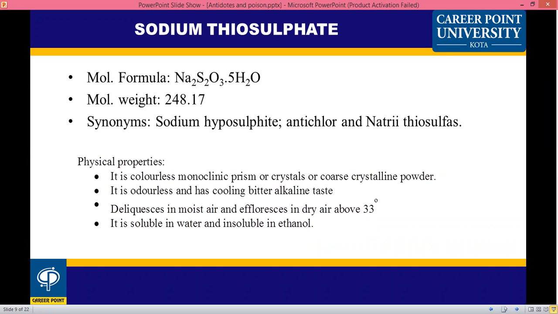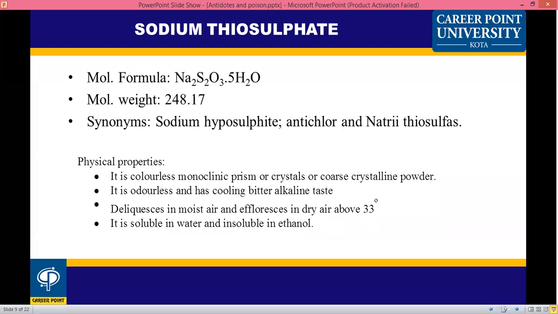The molecular formula of sodium thiosulfate is Na2S2O3.5H2O. The molecular weight of sodium thiosulfate is 248.17. Basically, the physical property of sodium thiosulfate is that it is a colorless monoclinic prism or crystal, or coarse crystalline powder.